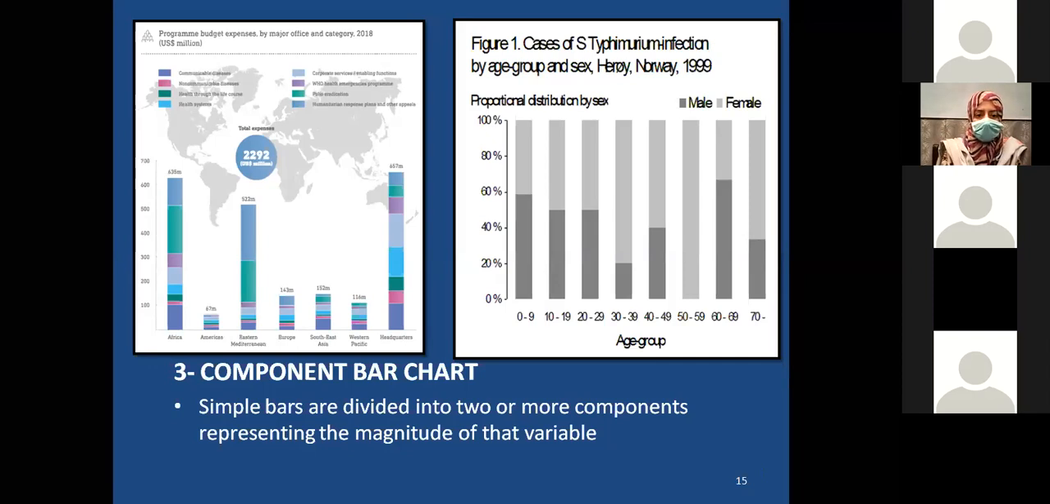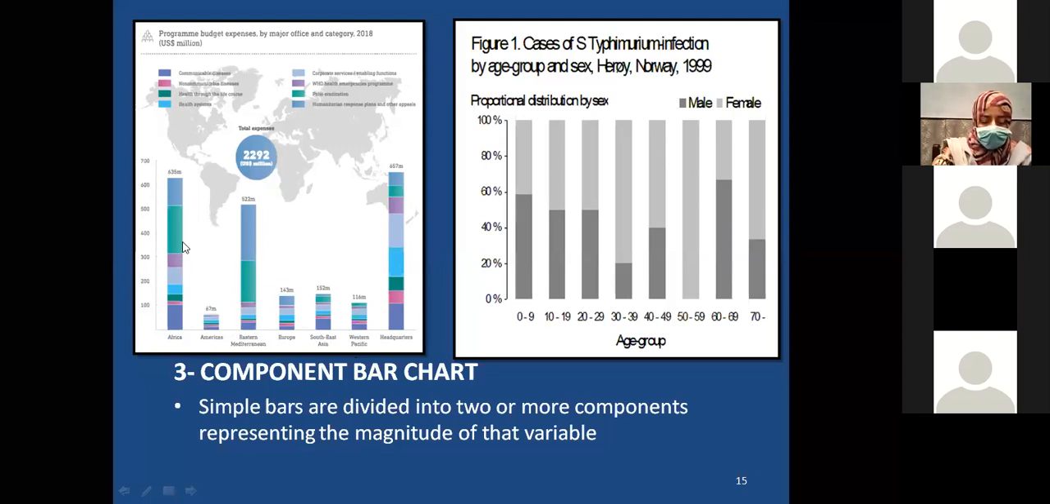For example, there's a program budget expenses by major office and categories in 2018, in US millions, and there's Africa, there's Americas, there's Eastern Mediterranean. These are all the continents, sorry, the WHO regions, that are divided. You can see them in the abscissa, and then in the y-axis you can see the expenses by the major offices and the categories.